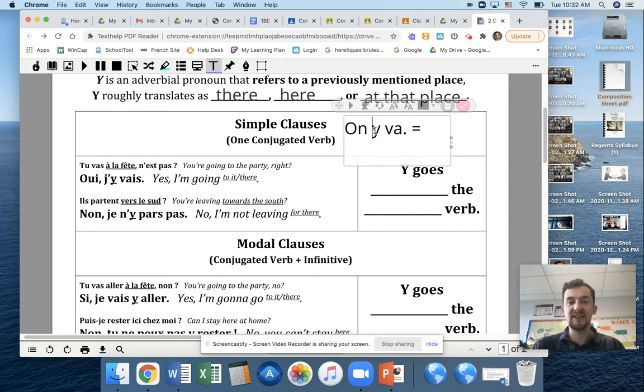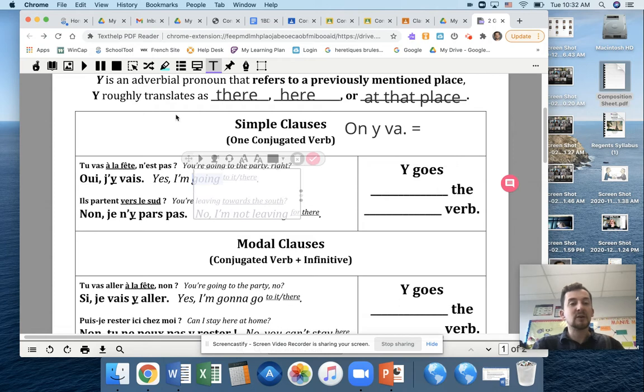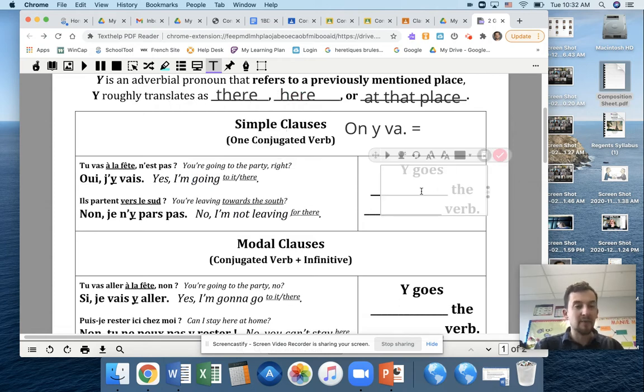D'accord? The y is where you're going. D'accord? So let's look at some examples here. Repeat after me at home for some pronunciation practice. D'accord? So the first example here. If someone asked you, tu vas à la fête, n'est-ce pas? You're going to the party, isn't that right? You could say in response, oui, je vais à la fête. I'm going to the party. Or you can say more simply, oui, j'y vais. I there am going. And it could be translated as I'm going to it, right? Because it's to a party. But yeah, at that place, to that place.